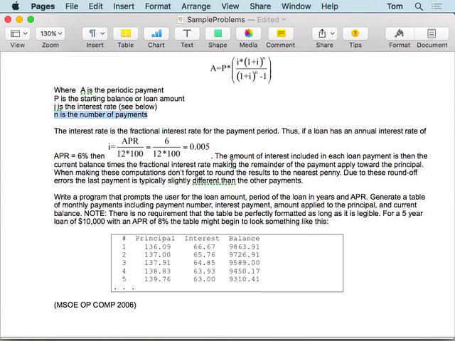So let's click back over to here. I think I've figured everything out as far as this goes. So we have A, P, I, and N. We input the APR, so this is kind of like a hidden part of this. The amount of interest included in each loan payment is the current balance times the fractional interest rate. Well, that fractional interest rate is I.